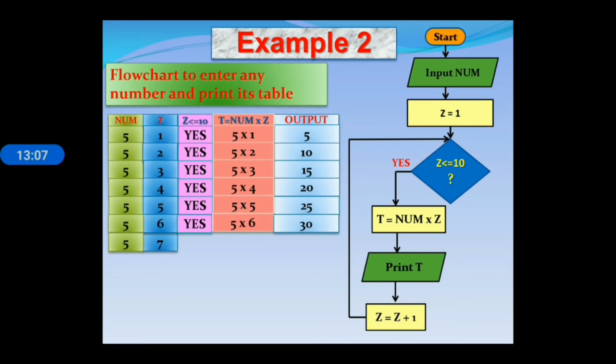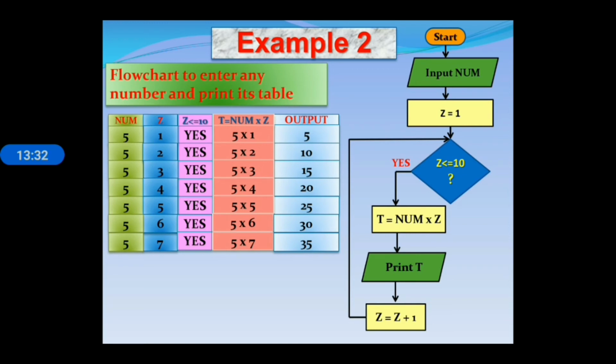Again it will check whether the value of z is less than or equal to 10 or not. Yes, the value of z is less than 10. So again it will multiply the value of z with the value of num, it means 5 into 7, that's 35, stored in variable t, and print the value of t.